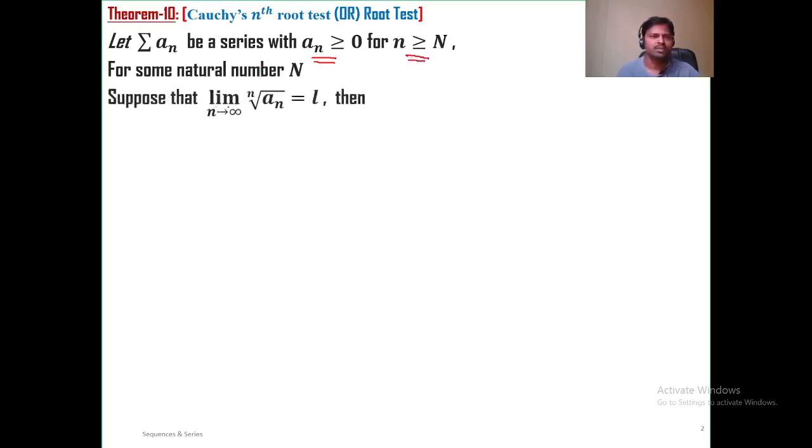And suppose that the limit as n tends to infinity of the nth root of a_n exists. That's what the heading is, Cauchy's nth root test. Nth root here, so the nth root of the nth term actually. The name itself says nth root of the nth term.